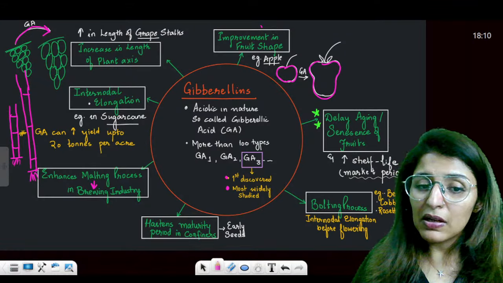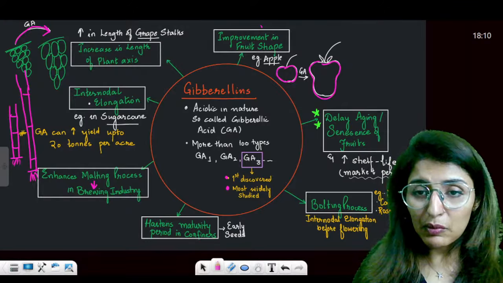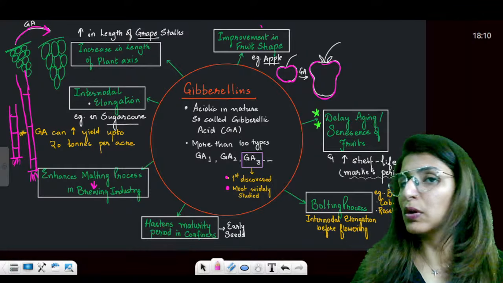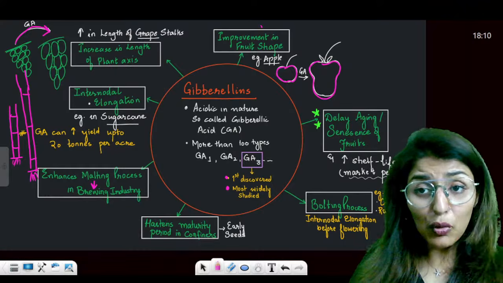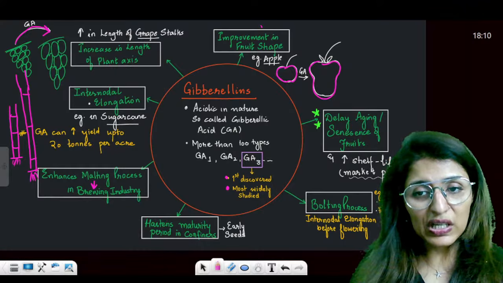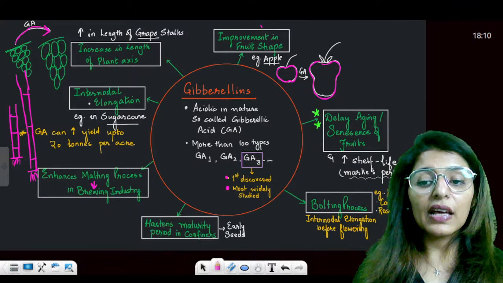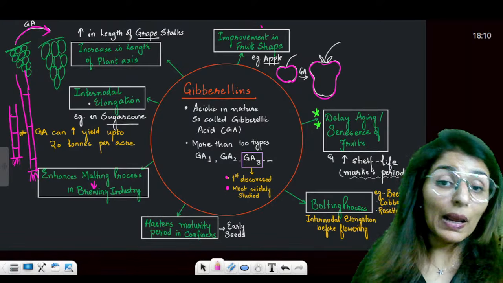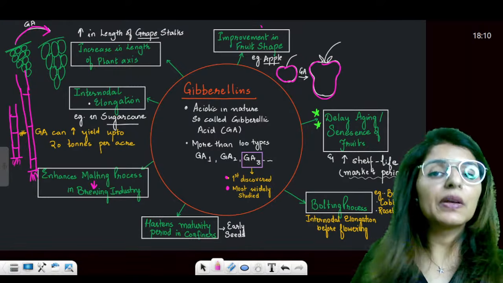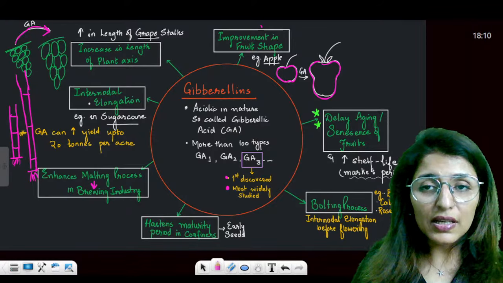It hastens the maturity period in conifers, so early seeds will be formed. It delays aging. As we know, auxins, gibberellins and cytokinins are growth promoters. So they delay aging, they delay senescence of fruits, thereby they increase the shelf life of the fruit. So the fruit is not going to ripen so easily. So the market period of a fruit is increased.